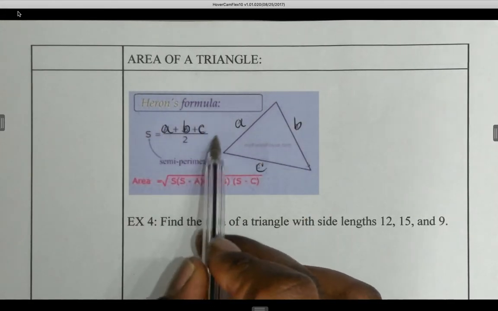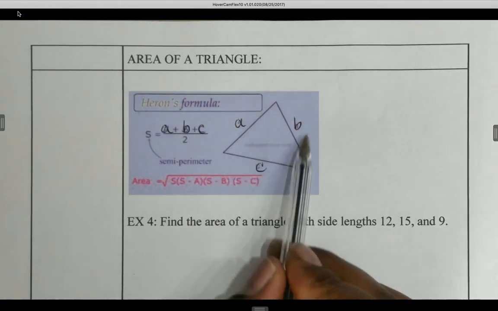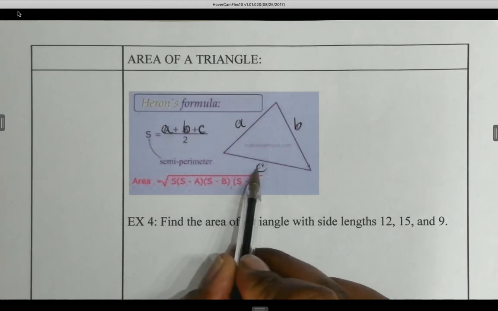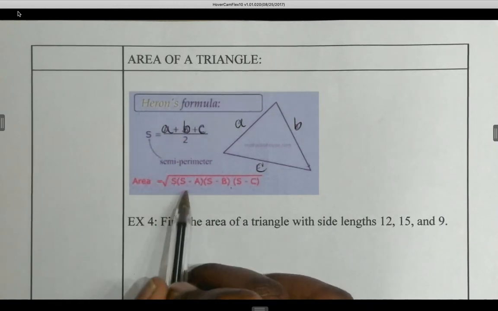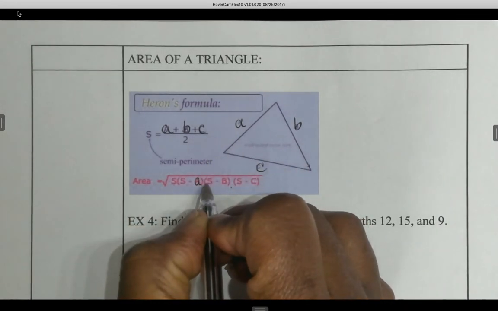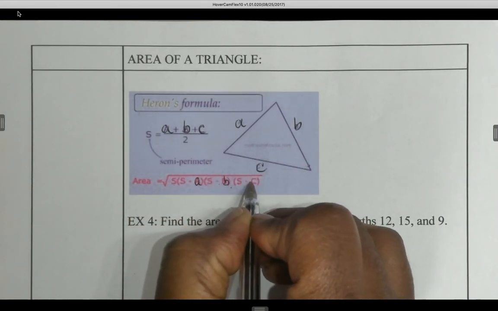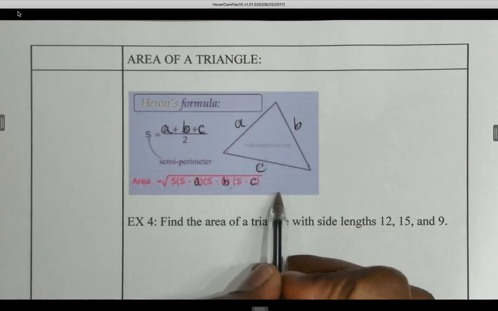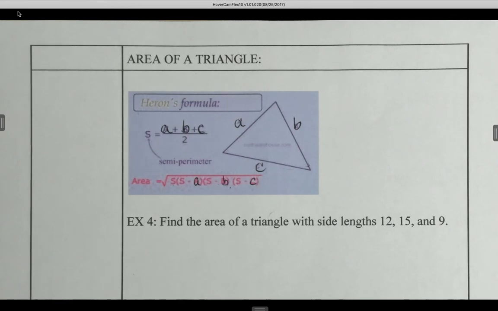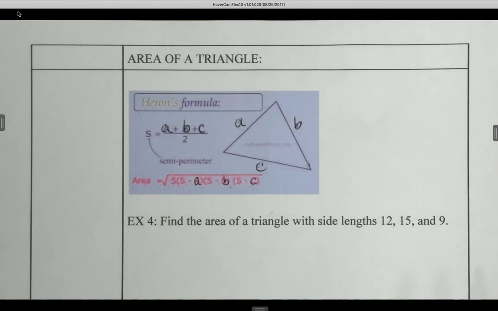So when we take that number, the perimeter divided by 2, we'll call it S, and we plug it into this formula. The square root of the semi-perimeter S times S minus a times S minus b times S minus c gives us the area as well. And it doesn't matter if I have a right triangle or not a right triangle, I can use this all the time.